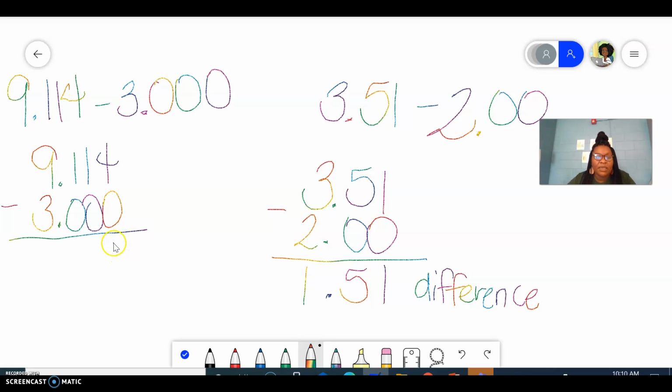So 4 minus 0 is 4. 1 minus 0 is 1. 1 minus 0 is 1. Bring down my decimal. And 9 minus 3 is 6. So my difference here is 6 and 114 thousandths. Okay, guys, I hope this helped out.